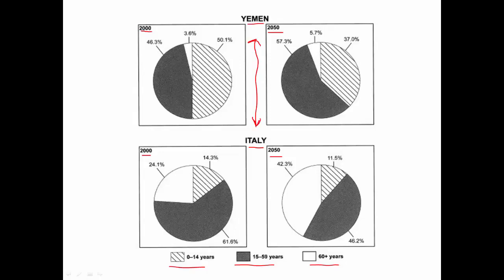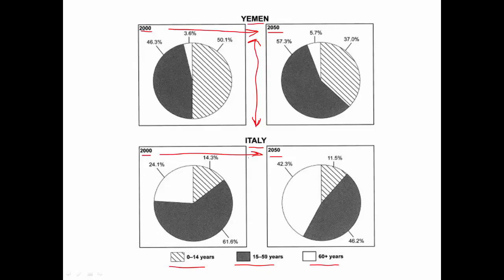This is why the person who made these pie charts is doing it: they want to compare dates. So they want to compare 2000 and 2050, and here, again, 2000 and 2050. The first thing I would do is try to find a general trend for Yemen and Italy.